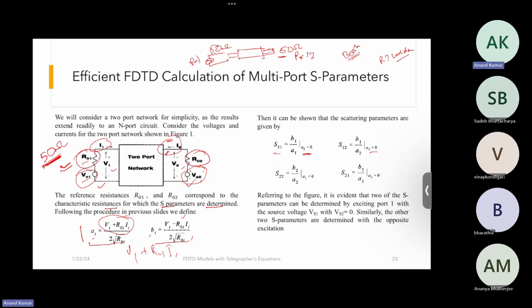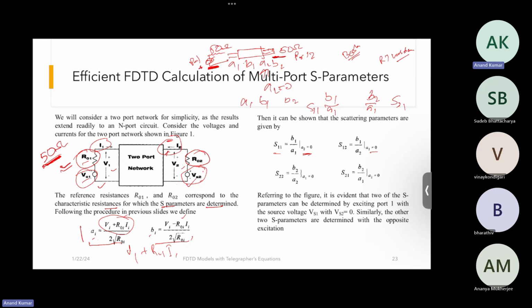We put an excitation and calculate A1, B1, A2, B2, and we see that if you are putting excitation at port 1, your A2 will be 0. A2 will be equal to 0, and we'll have A1, B1, and B2. So we can take B1 by A1, and that will give us S11, and we'll have B2 by A1. This will give you S21.